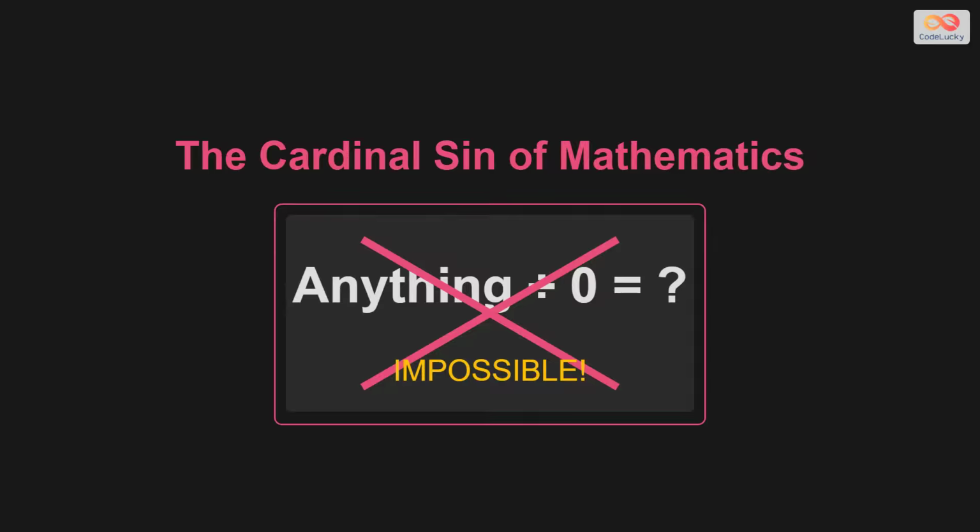In mathematics, there's one rule you must never break: thou shalt not divide by zero. Any time you attempt to divide a number by zero, the result is undefined. It's not infinity, it's not zero, it's simply an impossible operation.